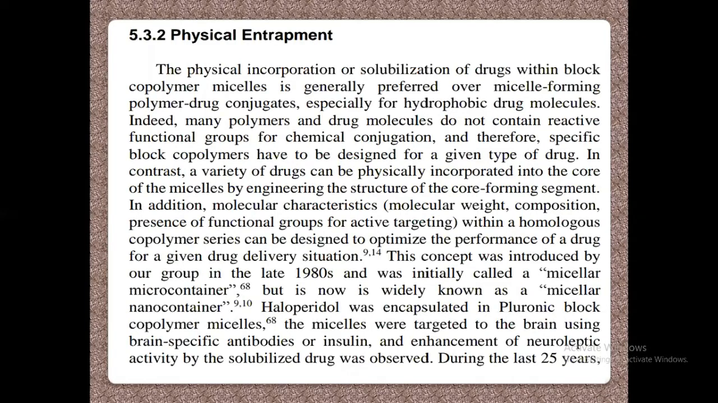In addition, molecular characteristics of the drug, like molecular weight, composition, presence of functional groups for active targeting, all these molecular characteristics within a homologous copolymer series can be designed to optimize the performance of a drug. So if you want to optimize the performance of the drug, you have to keep all these characteristics in mind for a given drug delivery situation.